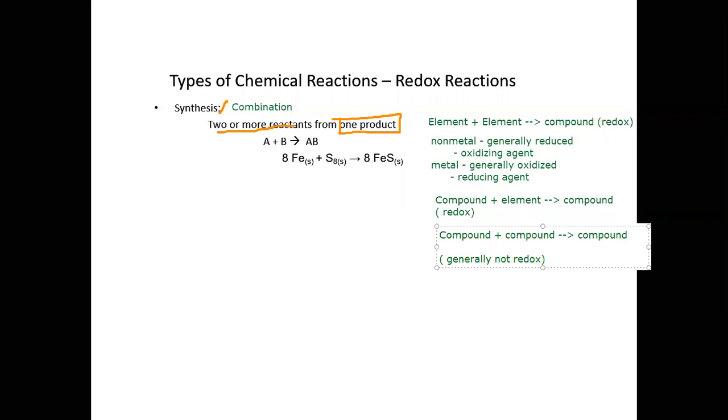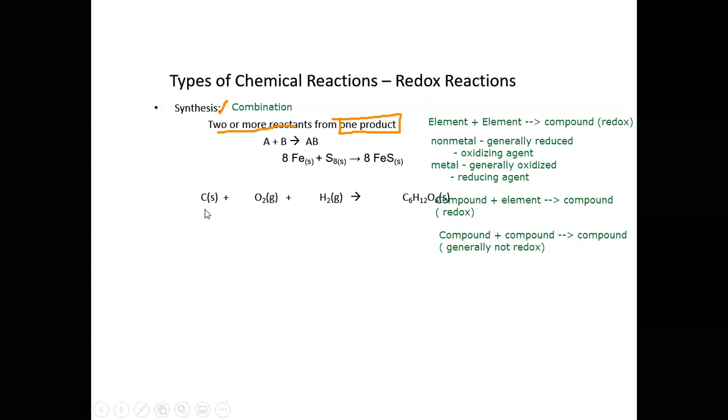So there's going to be no change in the oxidation numbers of your species in these compounds. Again, generally it means most of the time it's not redox. If you're concerned that it may be redox, you just monitor the oxidation numbers and you can determine whether it's redox or not.